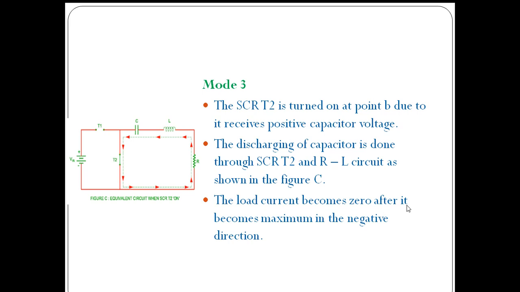The load current becomes zero after it becomes maximum in the negative direction. So if you observe the load current direction, when T2 is on, the load current will increase up to negative maximum and it will become zero. From point B to C, we are getting the negative half cycle in the load current waveform.